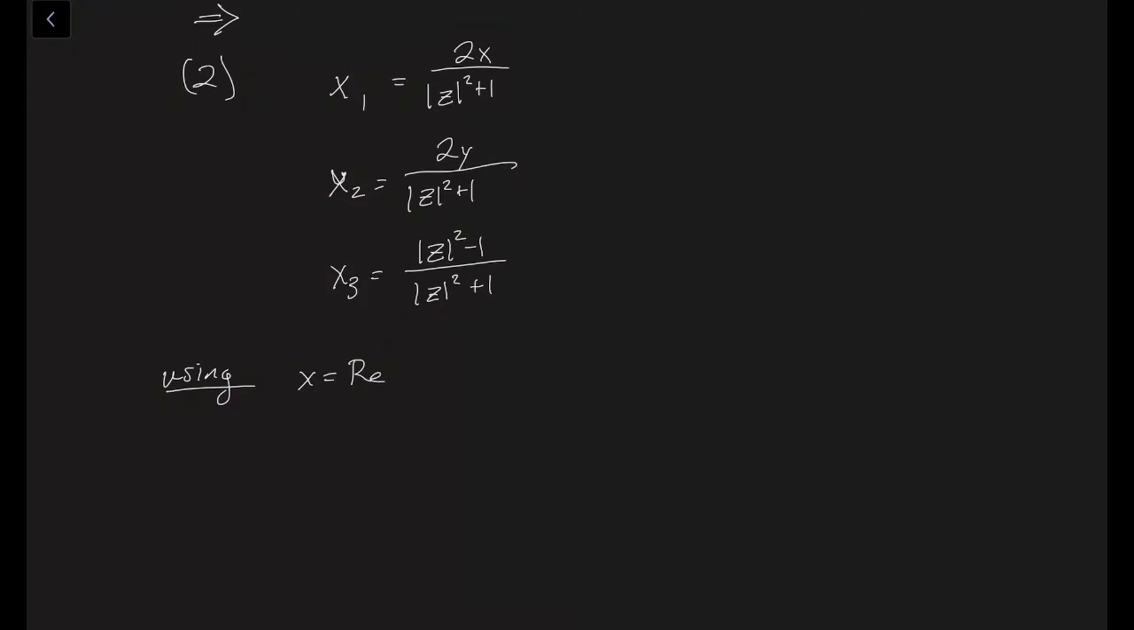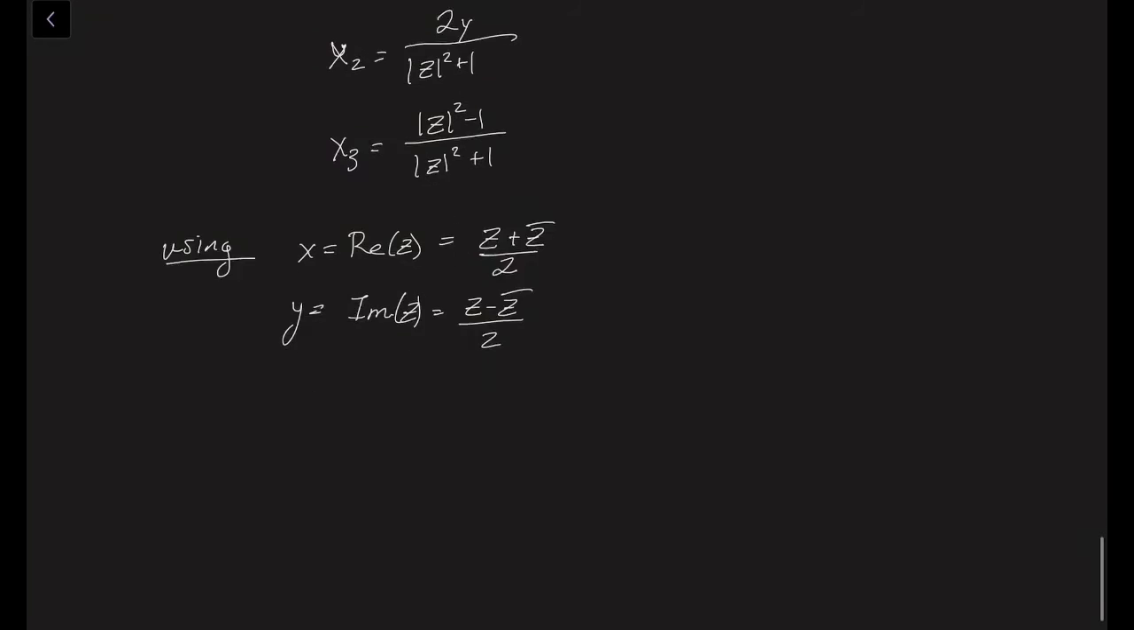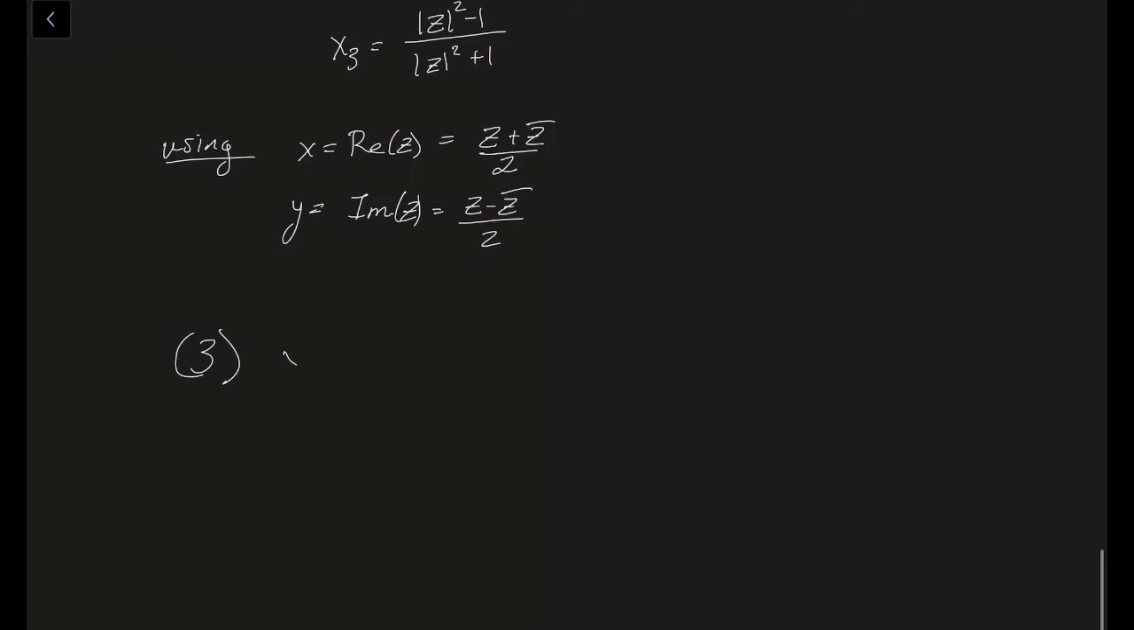Now let's break this down in terms of z instead of its real and imaginary coordinates. We get that x1 is z plus z bar, since x is the real part of z, over the magnitude of z squared plus 1. x2 is z minus z bar over the magnitude of z squared plus 1. And x3 stays the same.